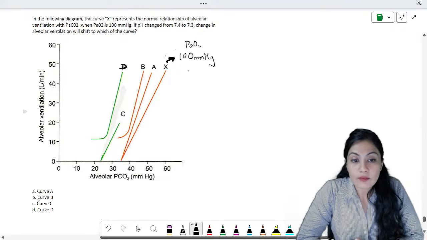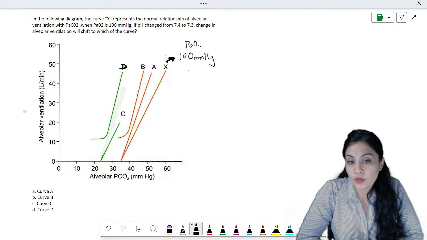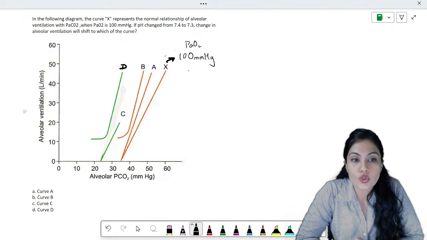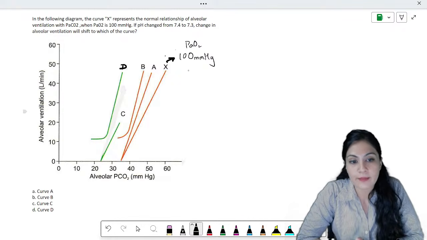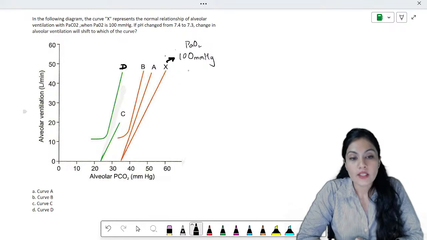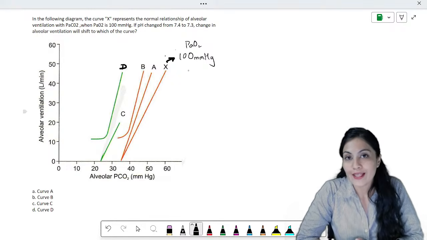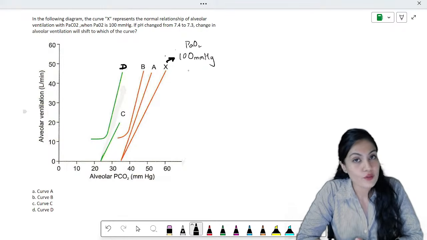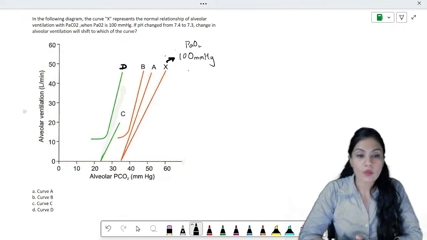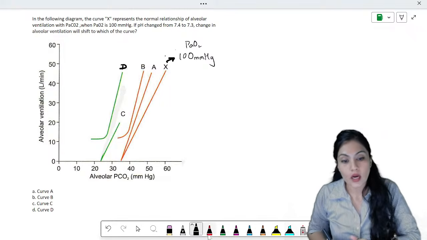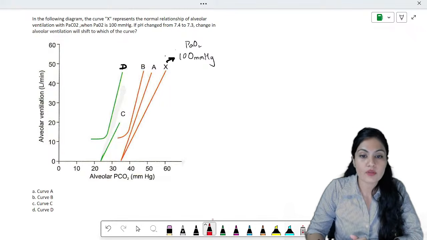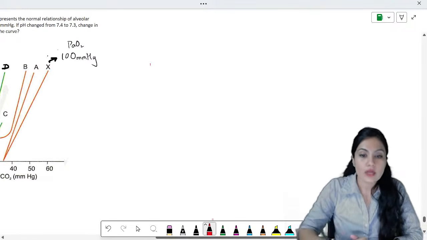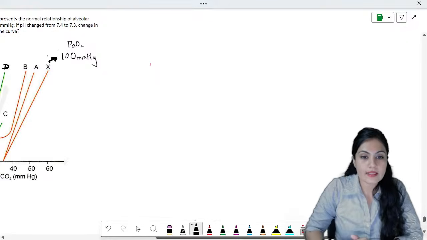But he's saying that if the pH is changed from 7.4 to 7.3, the change in alveolar ventilation will shift to which of the curves? The options are A, B, C, D, of course. So you have to identify that when acidosis takes place in the patient, where the graph is going to shift. For that, we are going to draw this graph on our own. So let's see how this graph is going to look when we draw it. Let's assume there is an X and Y axis.